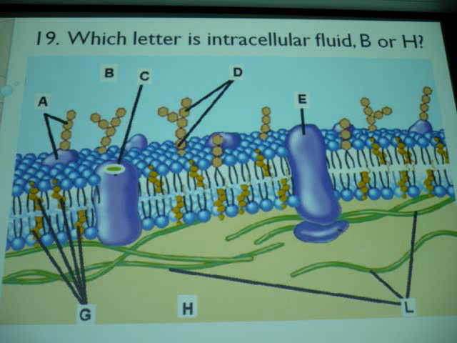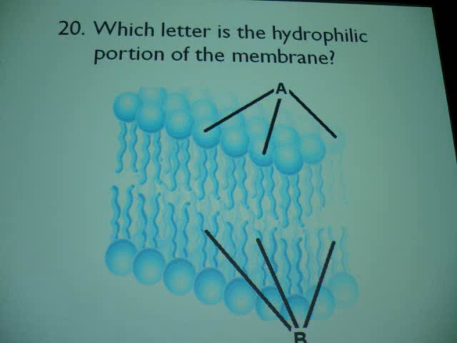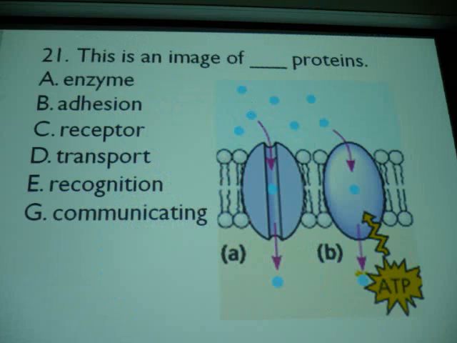Look at B, look at C. Which one is inside the cell? That's what intracellular means. C is inside the cell. Which one of those would have to be hydrophilic? Loves water. A. The A would be hydrophilic. What kind of protein is that? This is a transport protein. Transport. Carry something through it. Nothing else can even look like it.